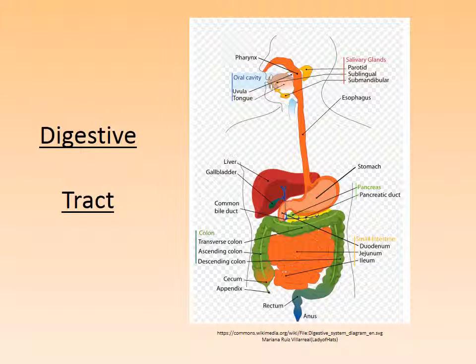The digestive tract contains many parts, all of which are shown on this diagram. For example, the tongue, esophagus, stomach, large intestine known as the colon, small intestine, anus, rectum.